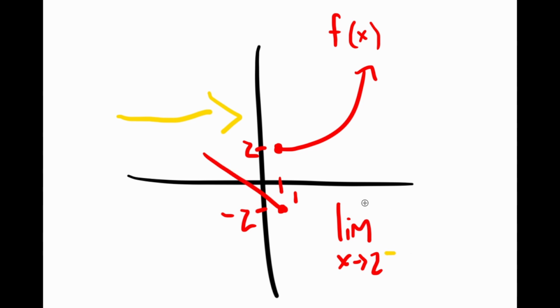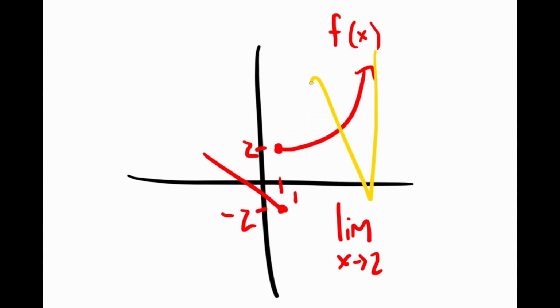So what we would say of the limit as x approaches 2 on the left side, this would be equal to negative 2, because the left side comes in and we follow this line and it closes in on negative 2. So that's what we would say for the left side.